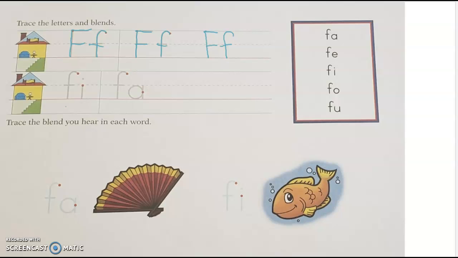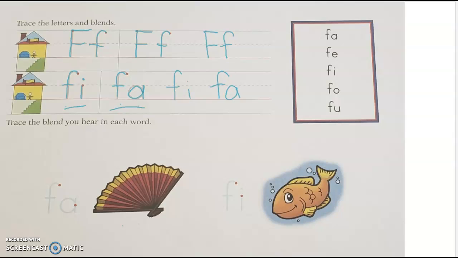Now let's write the blend if. Candy cane with a push across, pull down with a dot. Fa, candy cane with a push across, a ball up and down. Now let's trace the blend you hear in the word.